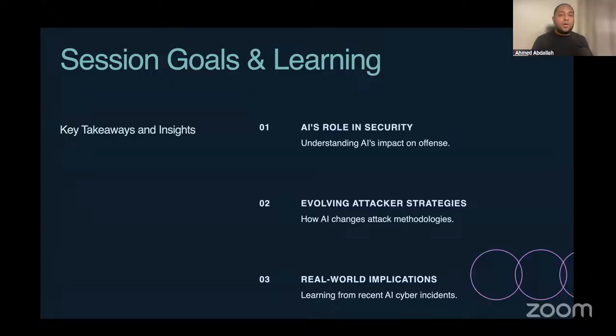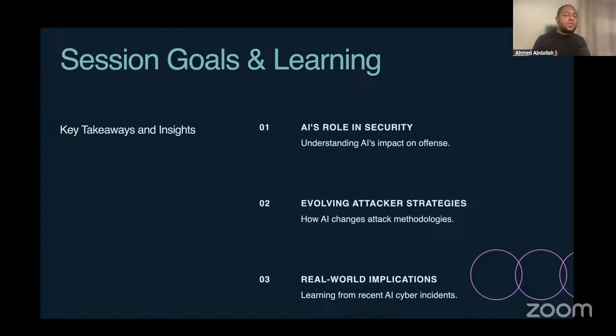I'm going to talk about different aspects of this topic. We are going to talk about AI's role in security and how attackers are changing their attacking strategies using AI. Then we are going to talk about real world implications of using or dealing with AI. And in this session, I will try to highlight how exactly AI can be used for offensive security.